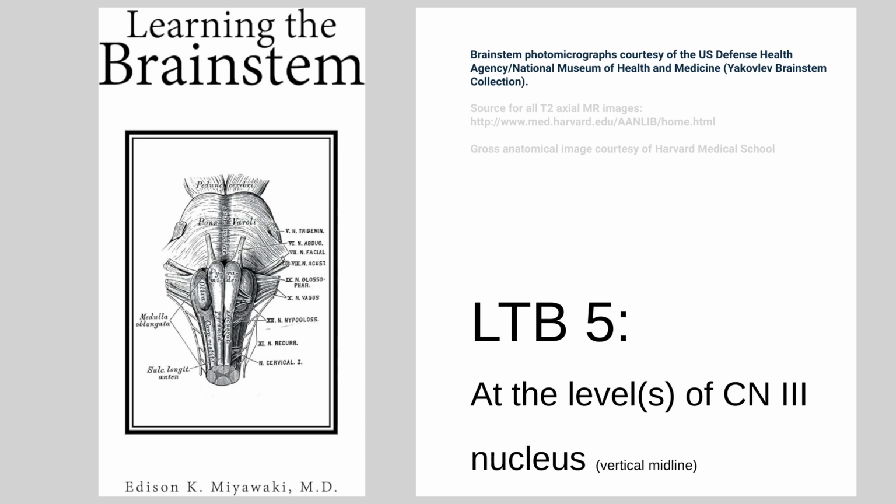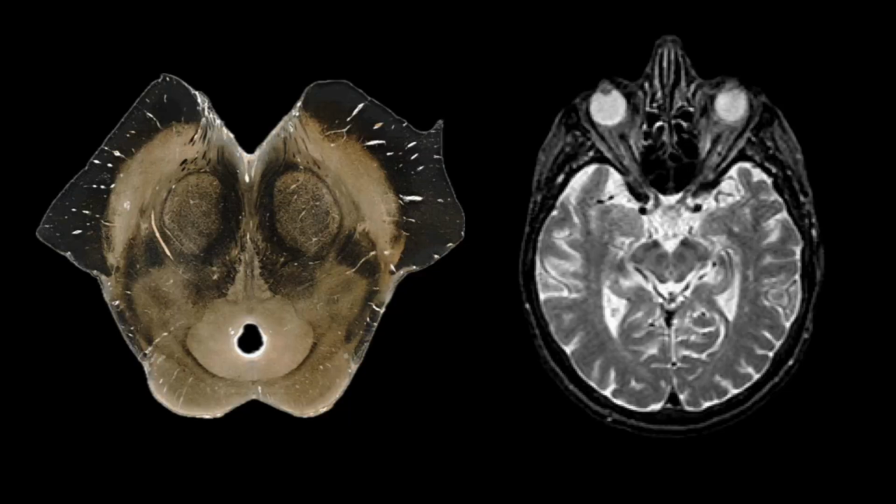This video, LTB5, passes from the level of the third cranial nerve or CN nucleus in the direction of the fourth CN nucleus. We are well into the LTB series. I will not repeat too much of LTB videos 1 through 4, but all the brainstem images that I use are a bit unusual in one respect that bears re-emphasis.